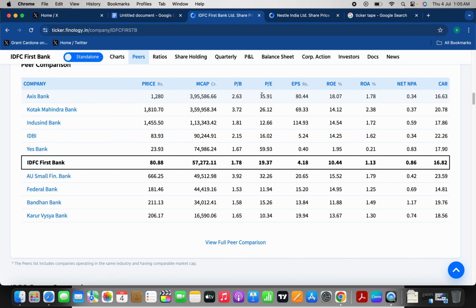See, P ratio of Axis is 15.19. It's still cheaper. Means Axis will have more potential to grow further up. That's what Axis is saying. Correct. IndusInd Bank, you can see IndusInd Bank का P ratio 12.66. For the banking industry, you have to understand whether the industry is good or not or something else, right? This is how the entire sector starts.